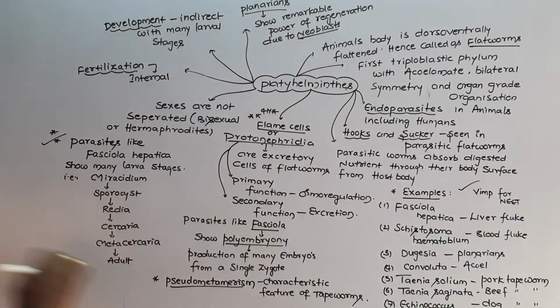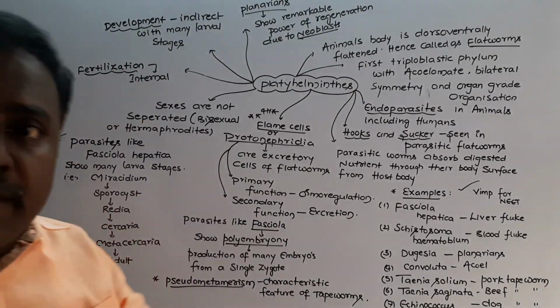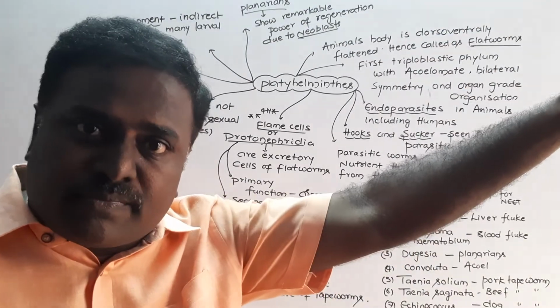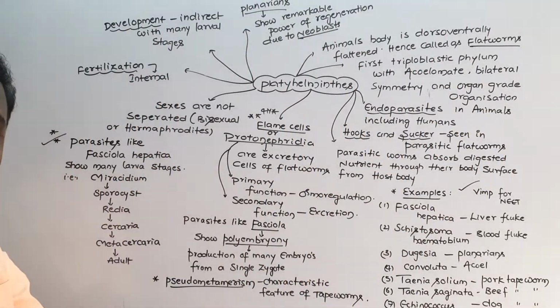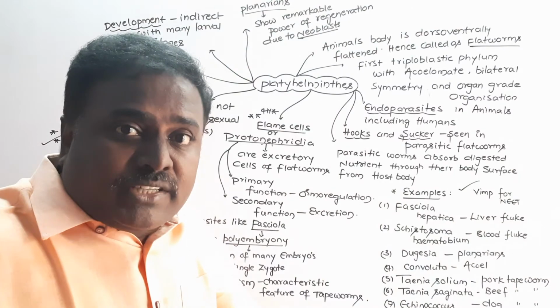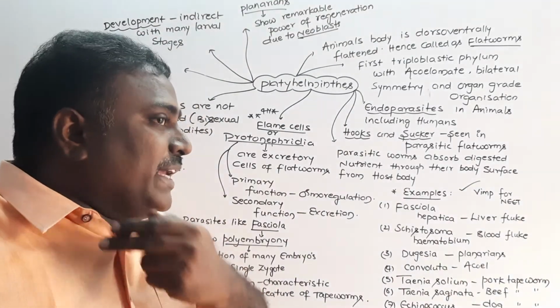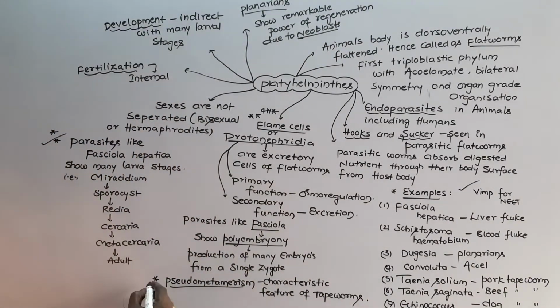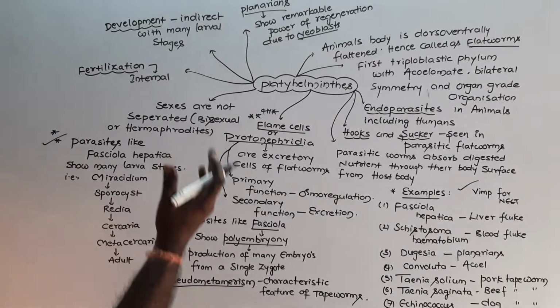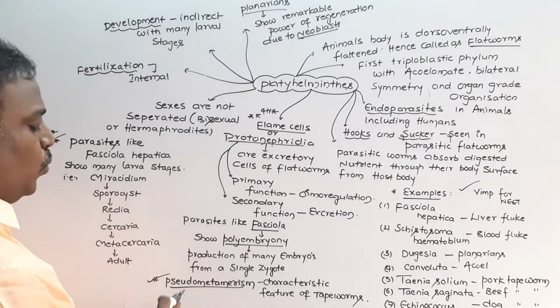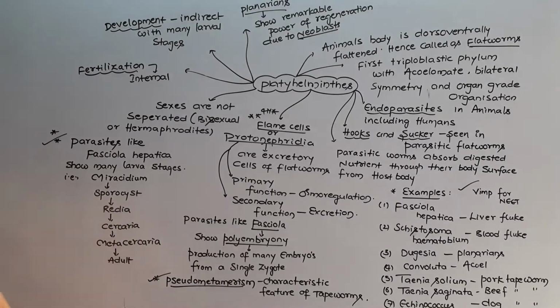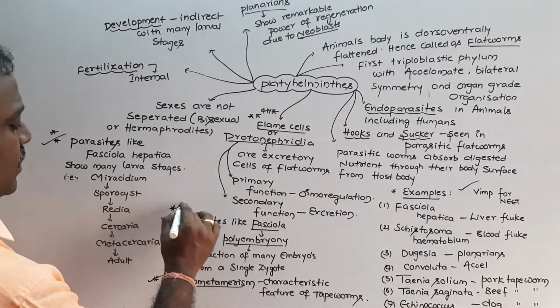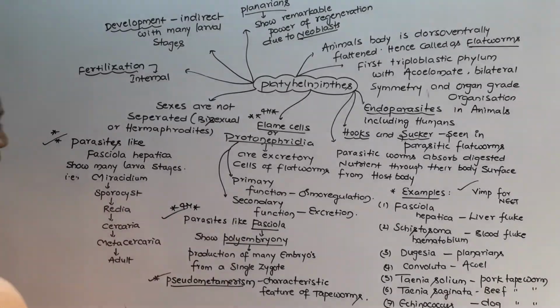True metamerism is an important character seen in annelids, whereas pseudometamerism, in which the body forms new segments from below the neck region. So, if the new segments are formed from the anterior region of the body behind the neck, we call that type of metamerism pseudometamerism. That's one of the important bits.